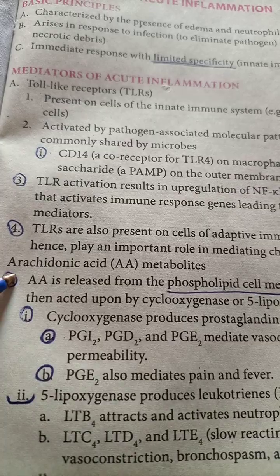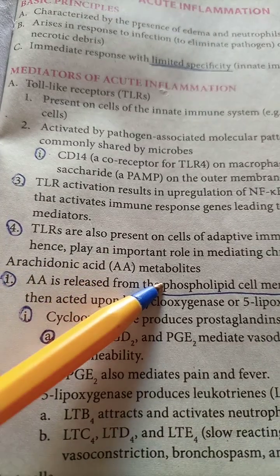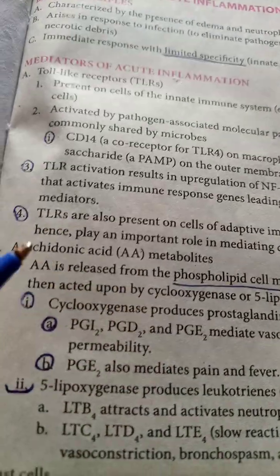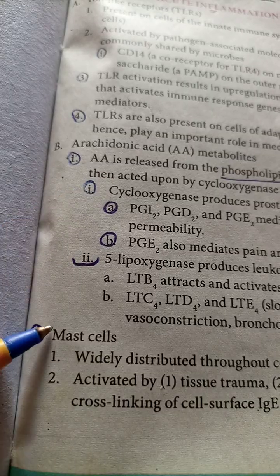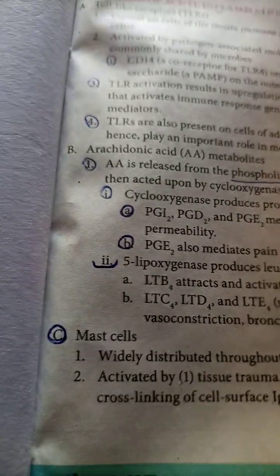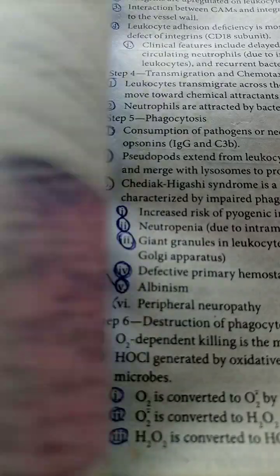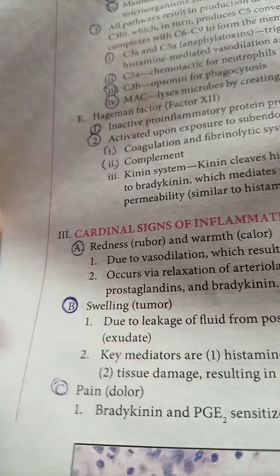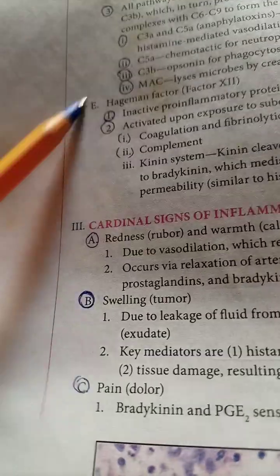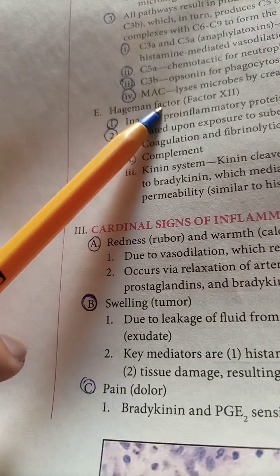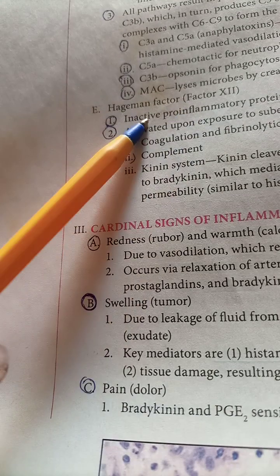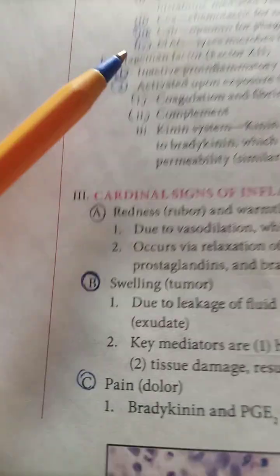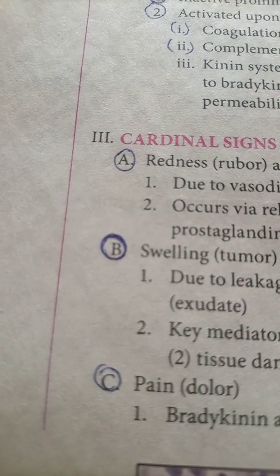Other mediators are arachidonic acid metabolites, the third one is mast cells, and others include the complement system. The complement system is also a mediator of acute inflammation. And the last one is Hageman factor, like factor 12, which is also a mediator of acute inflammation. These mediate the inflammatory process.